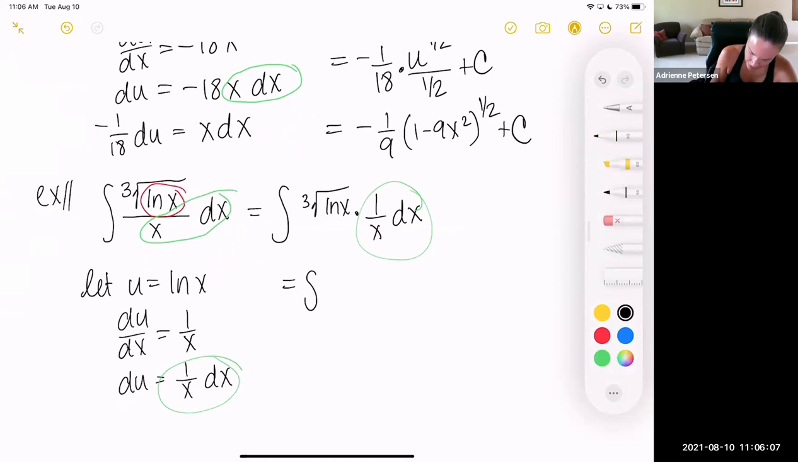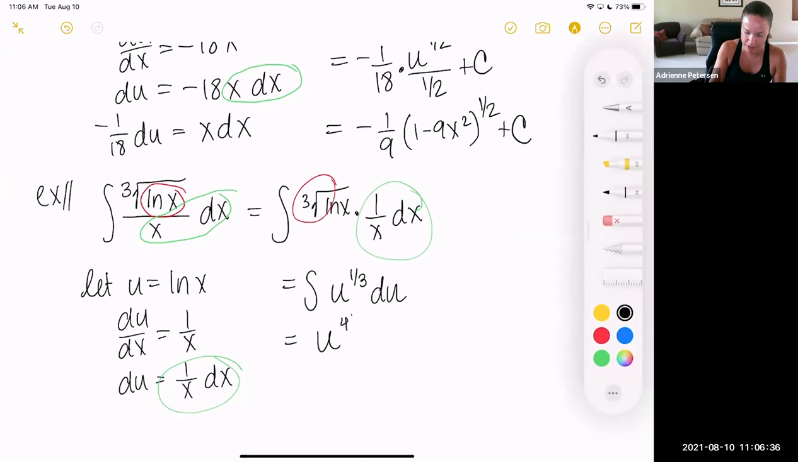Remember, anytime we have a radical expression like this, it's easier to write it as an exponent so we can quickly apply our reverse power rule. So we have u, and cube root is the 1/3 power. And then that 1 over x dx, that is du. Now that we've done this u substitution, doing the reverse power rule is really easy. Our reverse power rule says we add 1 to the exponent, so 1/3 plus 1 is 4/3, and we divide by our new exponent, and then plus c.